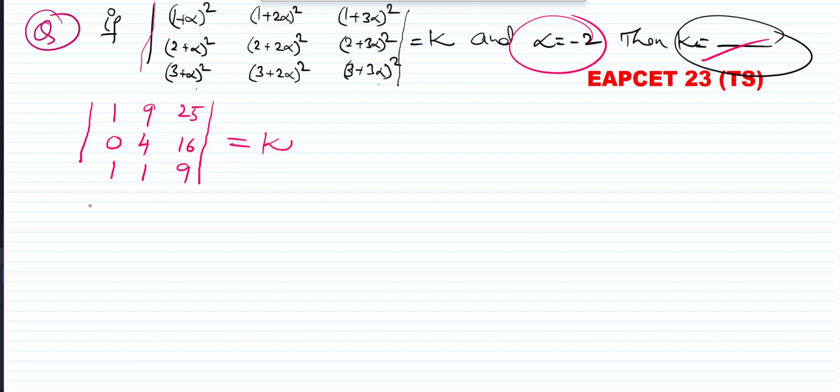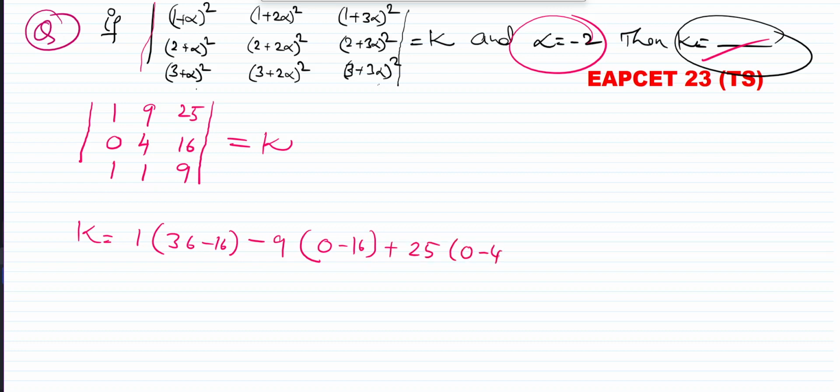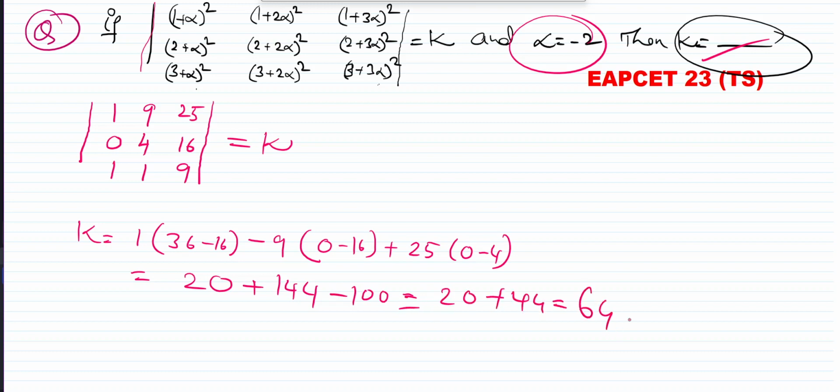Now expanding the determinant, we get the value of k: k is equal to 1 into (36 minus 16), minus 9 into (0 minus 16), plus 25 into (0 minus 4). That is 20, plus 9 into 16, which is 144, plus 25 into minus 4, which is minus 100. So 144 minus 100 is 44, plus 20, that is equal to 64.